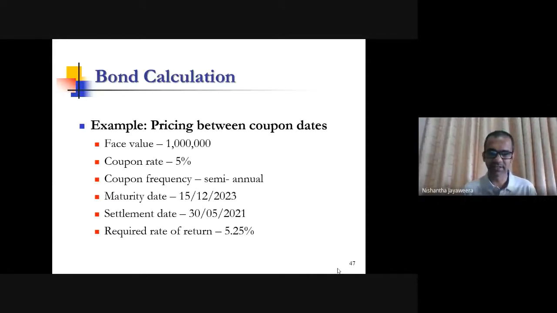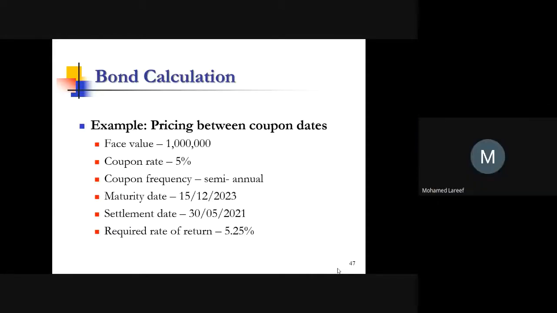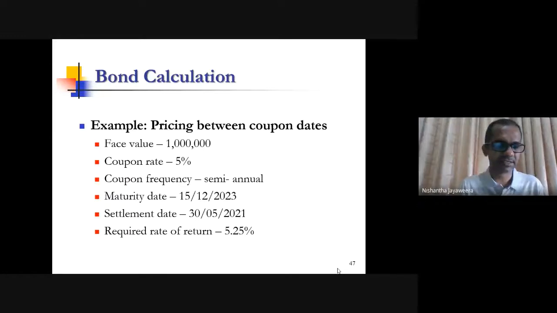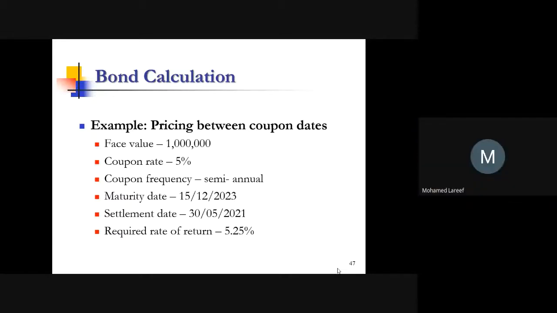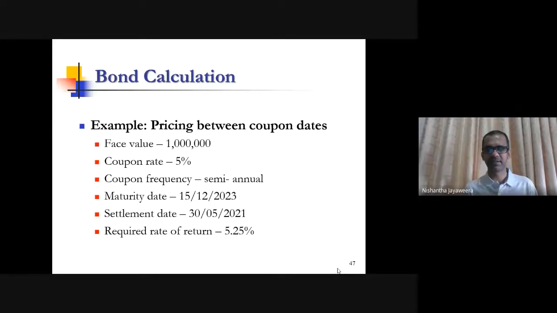The clean price and the dirty price, how to calculate? Yes, we discussed clean price, dirty price, and how to calculate those prices. How do we calculate the dirty price? That is the clean price plus accrued interest. Clean price plus accrued interest. How do we calculate accrued interest?